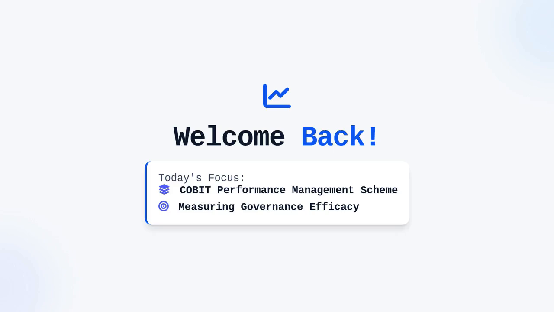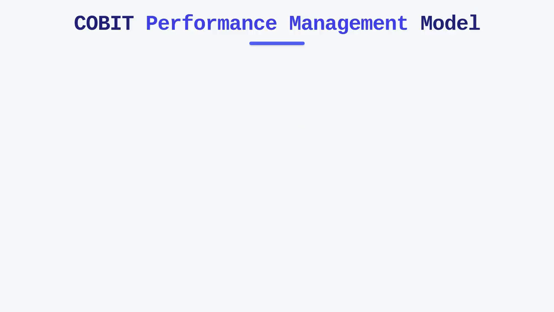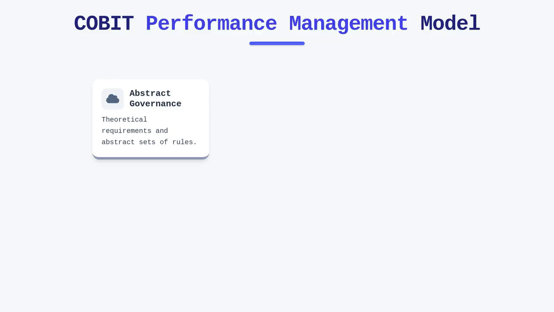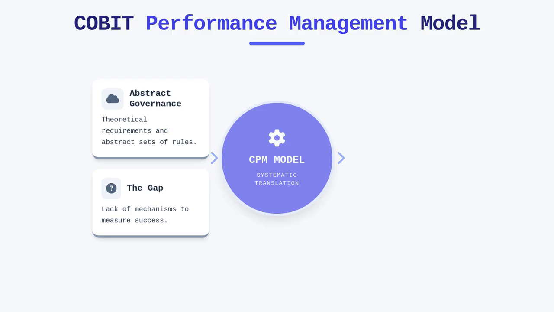Welcome back. This lesson focuses on the COBIT performance management scheme and the core requirements for measuring governance efficacy. When we talk about the COBIT performance management model, we are essentially looking for a way to translate complex governance objectives into quantifiable metrics. Governance is often perceived as an abstract set of requirements, but without a mechanism to measure success, these requirements remain theoretical.